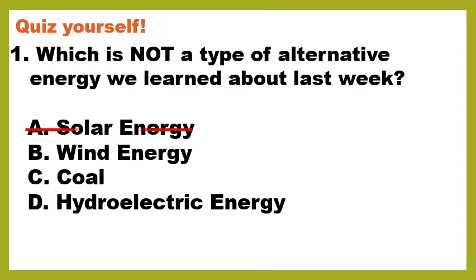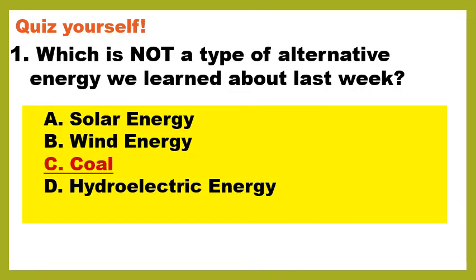So on that note, solar energy is renewable, so I'm going to get rid of that right away. I'm also going to get rid of wind energy because we're never going to run out of the wind. And I don't think I counted down, so I'll count down now. 5, 4, 3, 2, 1. Correct answer is coal because we will eventually run out of coal. Just a reminder, hydroelectric energy is getting energy from water.